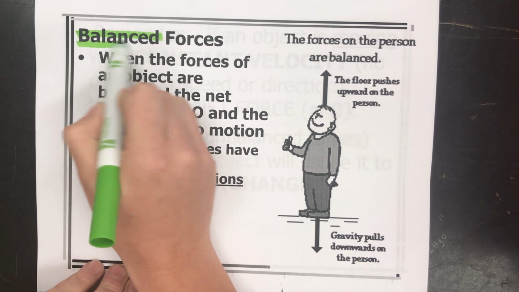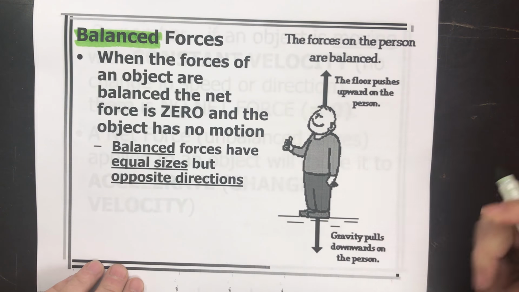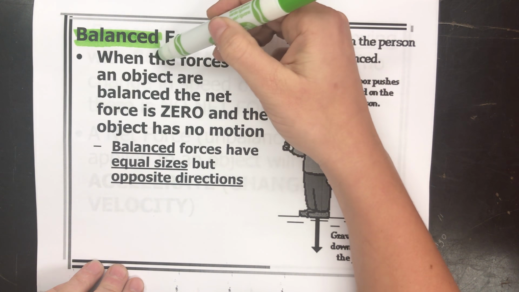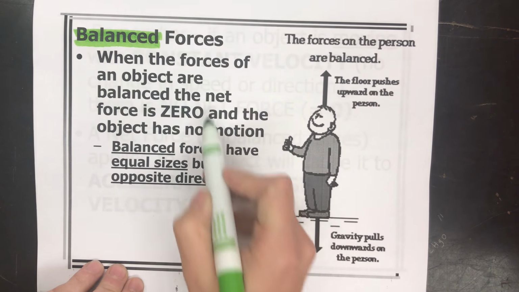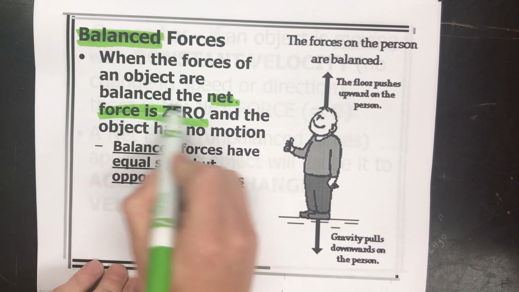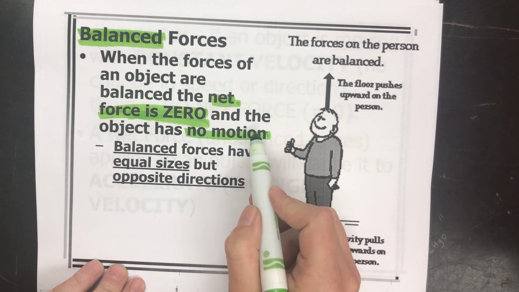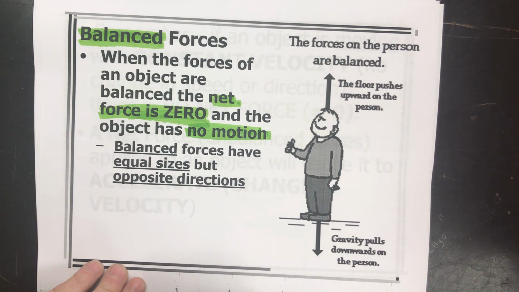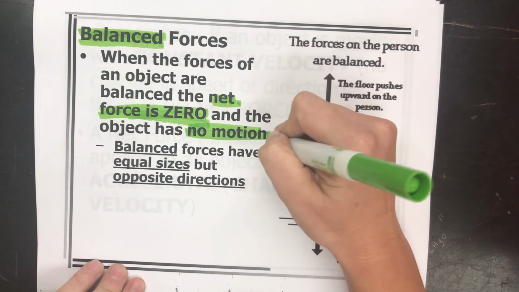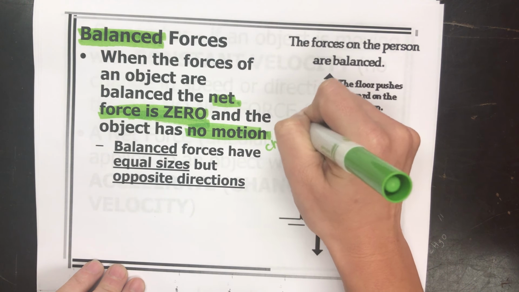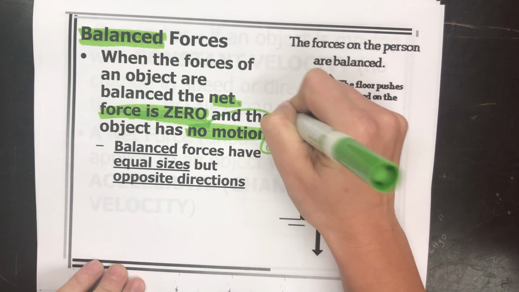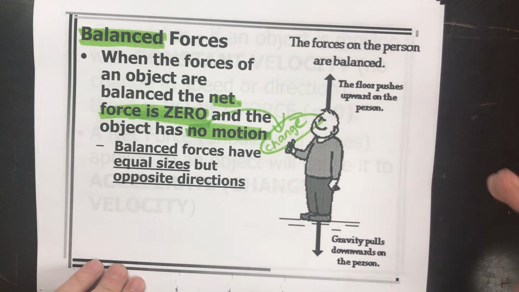Balanced forces is just like when we did chemical reactions and we balanced it out. When forces on the object are balanced, the net force is 0. So what's going to happen is I'm going to give you a force body diagram, and you have to be able to tell me whether it's balanced or not. Now, if the net force is 0, that means the object has no change in motion. Not that there's no motion, it's just no change in motion.